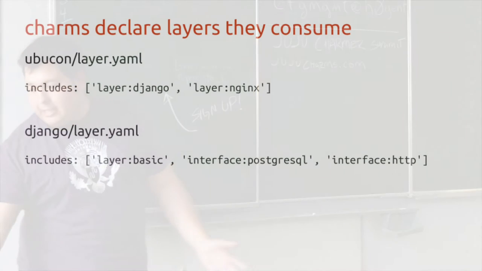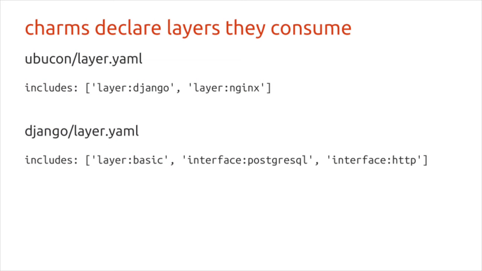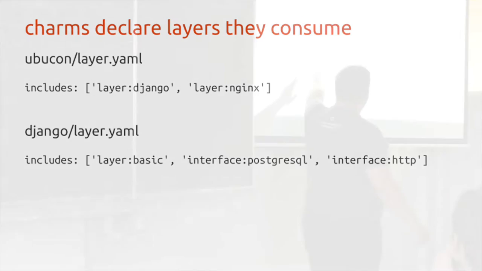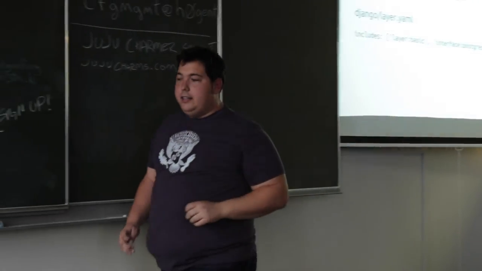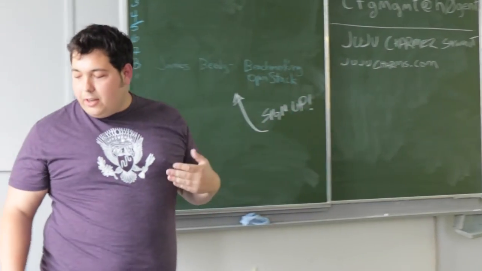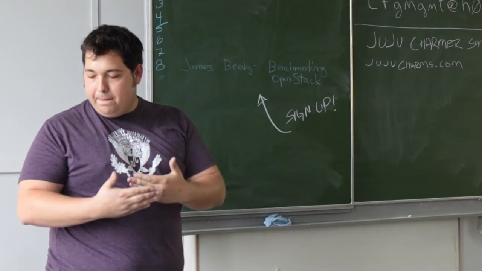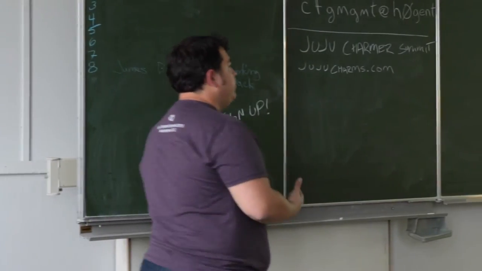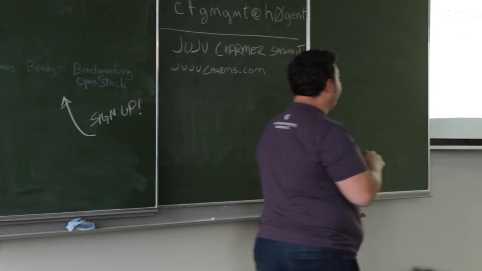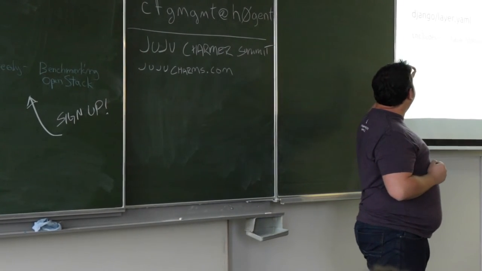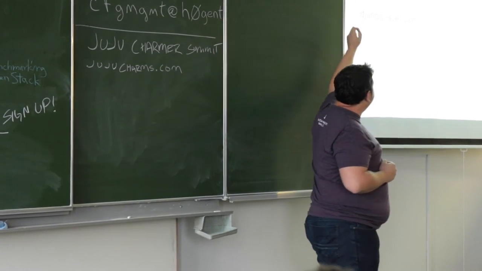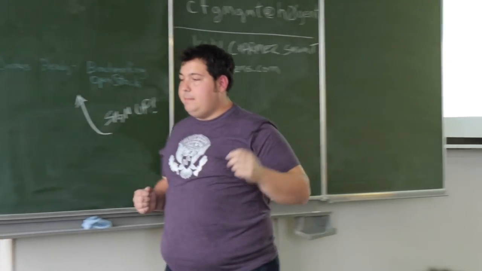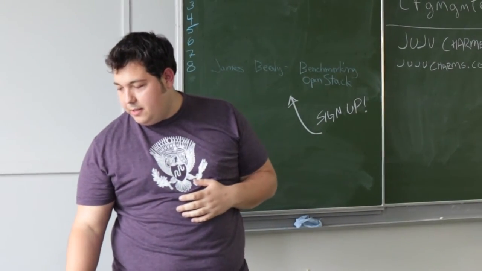So when you look at something like Django, Django as a layer includes these set of things. We've got something like a base layer to build off of, and then these interfaces to connect to Postgres and HTTP. And so when you start looking at layers, layers are a combined way to build a single charm application. And when you look at layers, we abstract away a lot of the complexity that is to deploy Django. So when I build this, I won't get anything but Django running because I haven't told it any custom instructions.